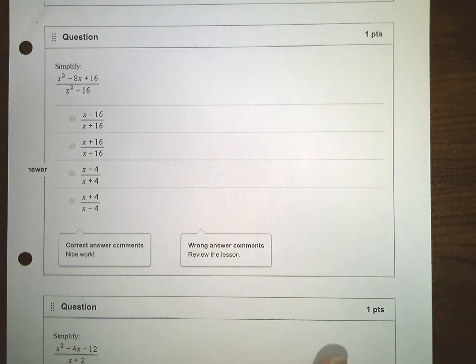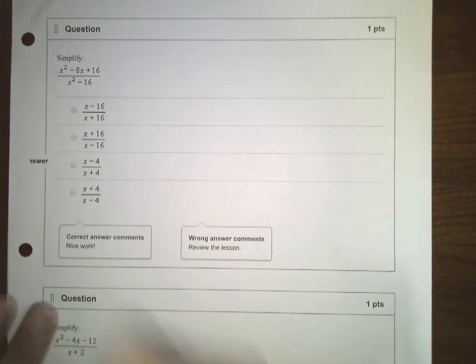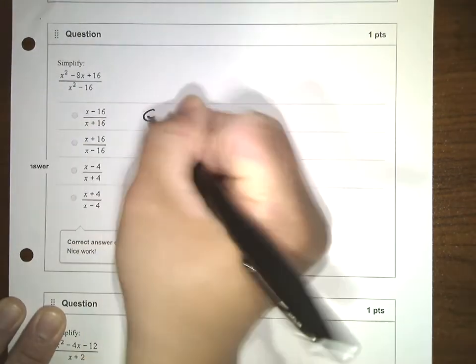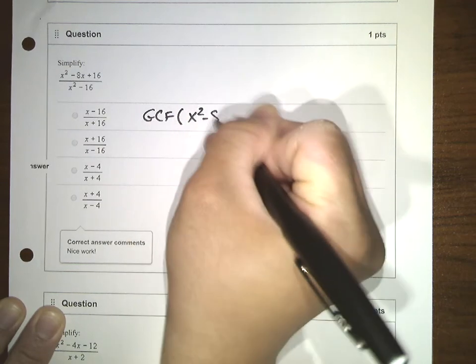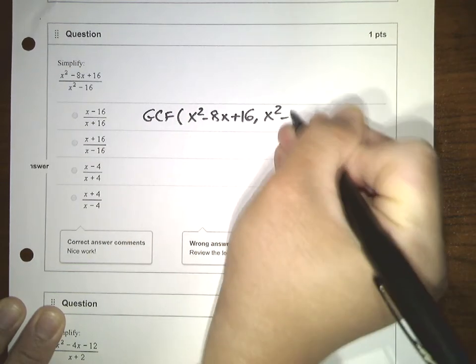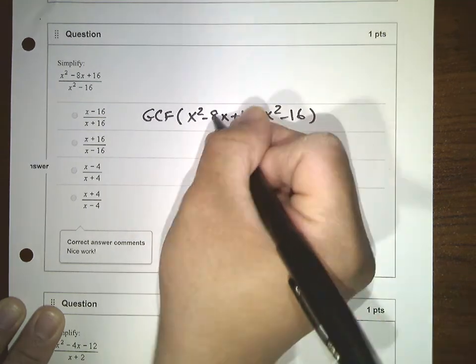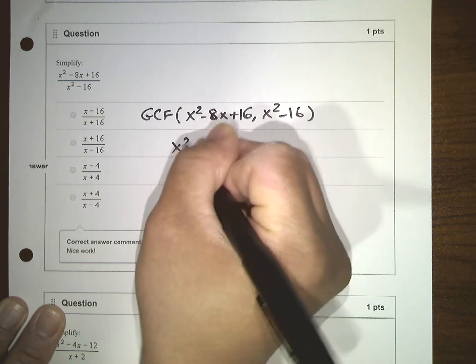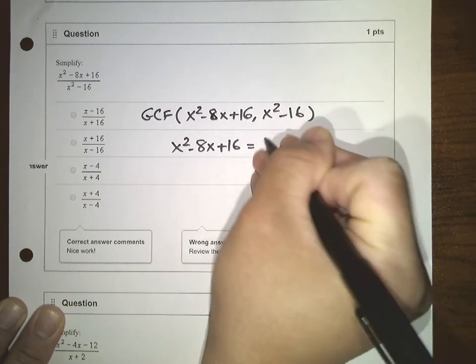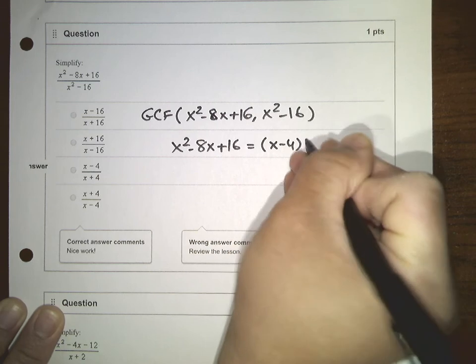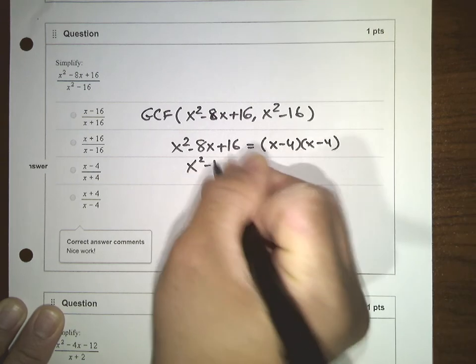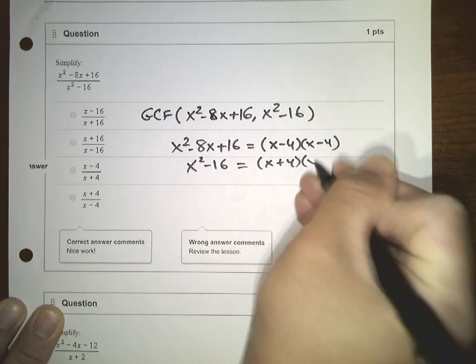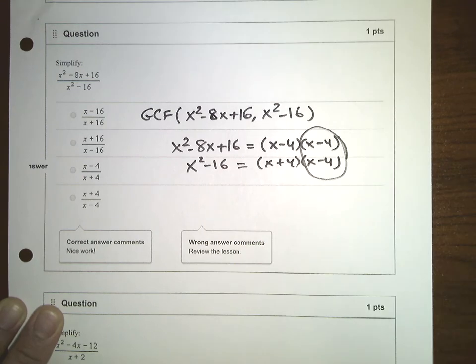Alright, let's try another one. We have x squared minus 8x plus 16 over x squared minus 16. So here we really need to remember our factoring skills from the previous chapters, because we're going to factor each of these expressions. So x squared minus 8x plus 16 is x minus 4 times x minus 4. And x squared minus 16 is x plus 4 times x minus 4. So we see the GCF is x minus 4.